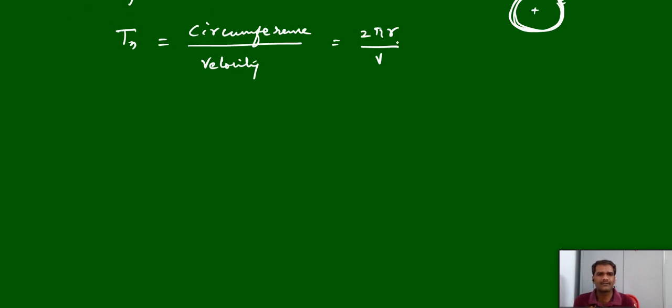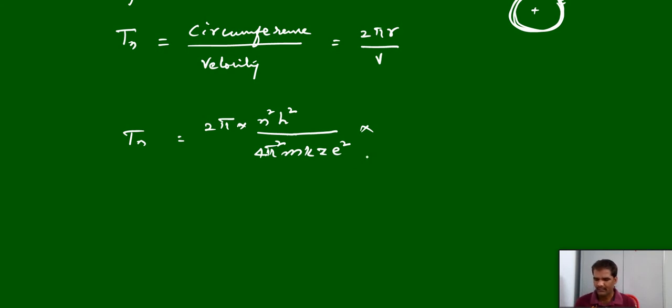And we know that now you substitute the radius value and velocity value here. Tn is equal to 2 pi into what is r? n square h square by 4 pi square m k Z e square, and divided by v. Velocity means what? I'll write directly here: 2 pi k Z e square by nh. So we can write this as nh by 2 pi k Z e square.